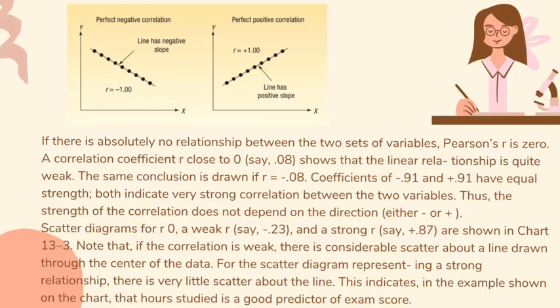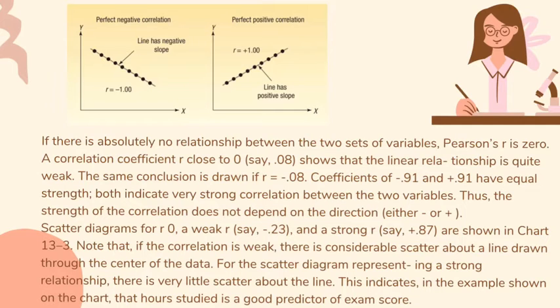You guys can see in the picture there is perfect negative correlation, and the line has a negative slope and rho equals negative 1.0. And perfect positive correlation, where rho equals positive 1.0, and the line has a positive slope. If there is absolutely no relationship between the two sets of variables, Pearson's R is 0.